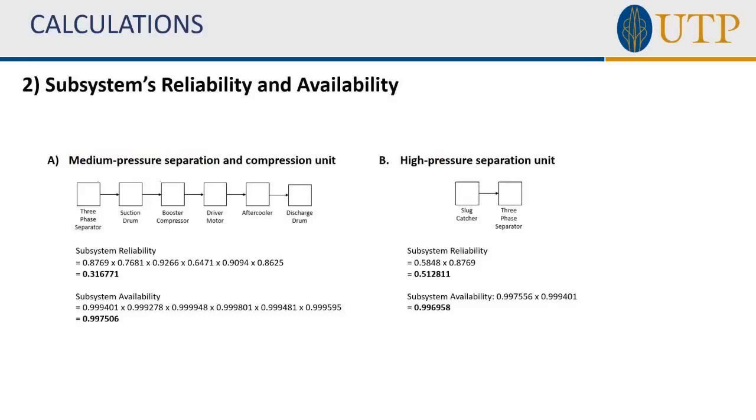Once we have calculated the components' reliability and availability, now we can move on to the subsystems calculation. There are two types of connections, which are the series connection and the parallel connection. As can be seen in the slide, the medium pressure separation and compression unit as well as the high pressure separation unit are both in series connection. We can also see that in series connection, as the number of components increases, the reliability decreases. That's why the high pressure separation unit has much higher reliability compared to the medium pressure separation and compression unit.